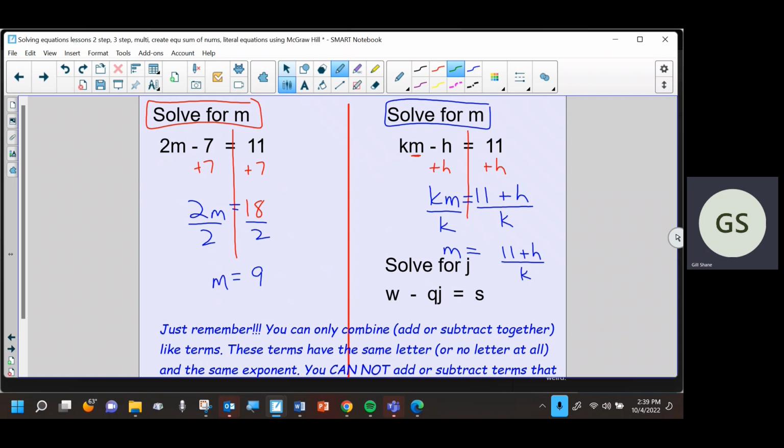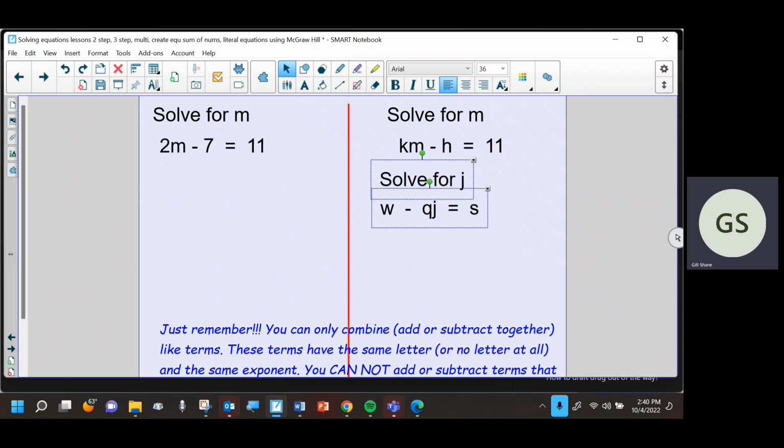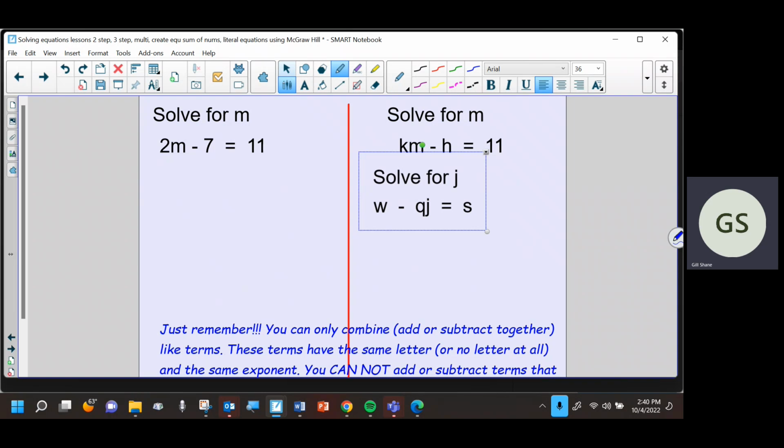I'm going to do one more example here from the one that I just kind of dragged out of the way. Now I'm going to do this solve for j problem. I'm going to do it pretty quickly. So again, j is the value that I want to solve for.